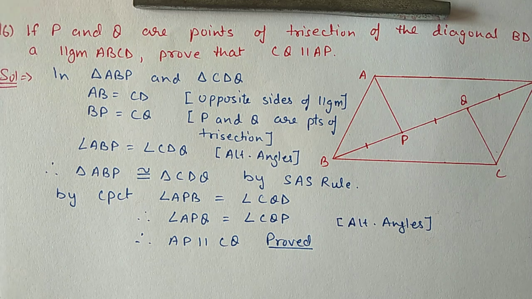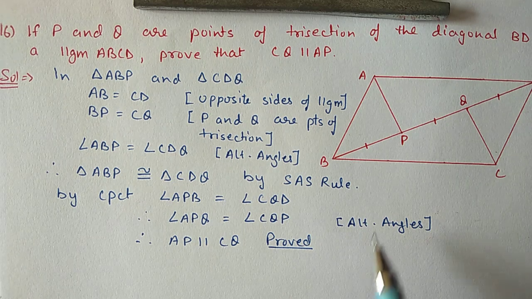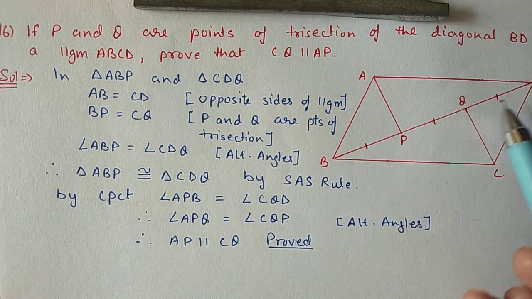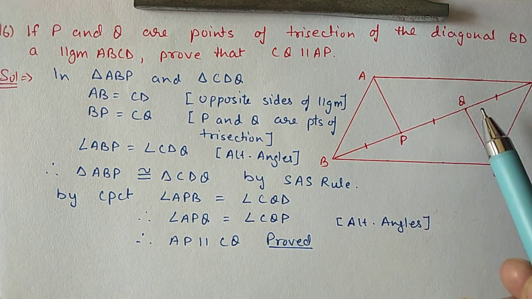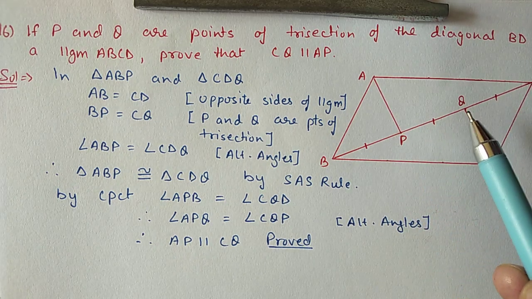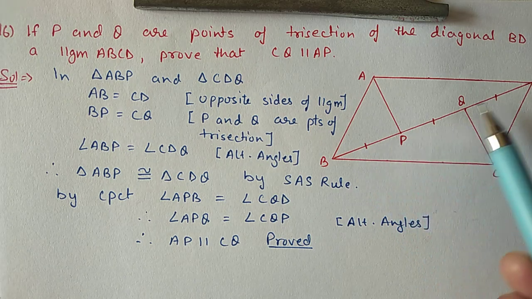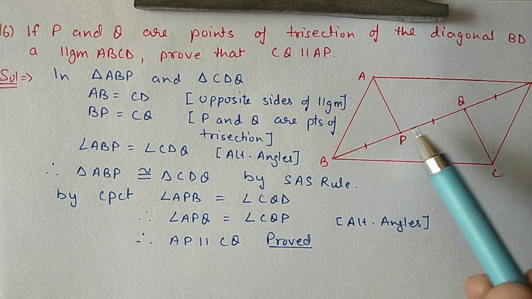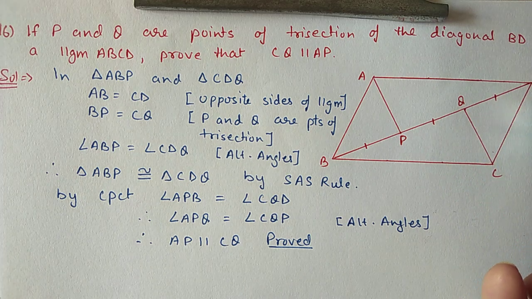Next we have question number 16. If P and Q are points of trisection of the diagonal BD of a parallelogram ABCD, prove that CQ is parallel to AB. So we have a parallelogram ABCD and this BD is the diagonal and P and Q are the points of trisection. Trisection means the points which divide this line into three equal parts. It means BP is equal to PQ equal to QD.